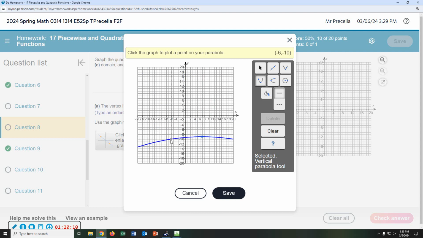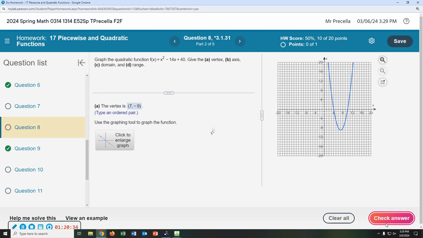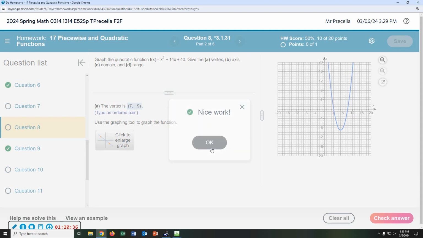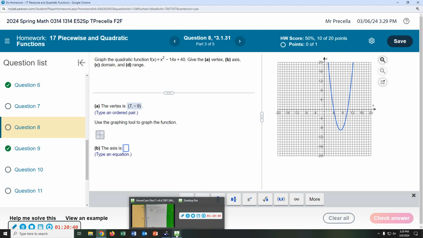And then as you move your cursor, this thing is creating every possible parabola that has a vertex at 7, negative 9. We need an additional point. The additional point we got was 8, negative 8. Is that it? Save it. Check. The axis. Let's come back over here.